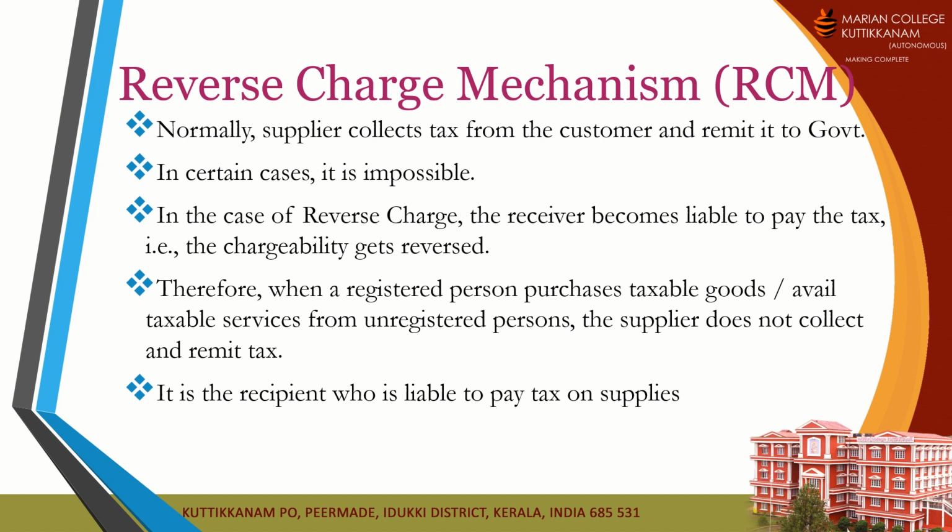So in those cases, what happens is that it is not the supplier who collects the tax from the customer, but it is the recipient himself who remits the tax to the government. Okay, so I'll make it clear. In the case of reverse charge, the receiver becomes liable to pay the tax. That is, the chargeability gets reversed. So in the earlier cases, if I am a particular dealer and I am selling goods to you, I am the supplier here, and you are the recipient of the goods. Who was liable to collect the tax and remit it to the government? I was the person. But in the case of reverse charge mechanism, you are liable to collect the tax and remit it to the government. That means you are the receiver and you become liable to pay the tax.